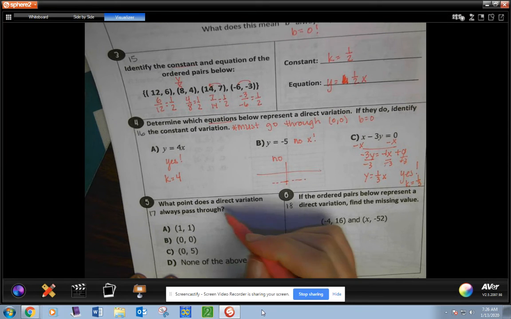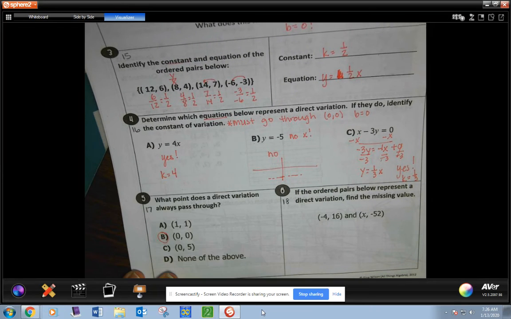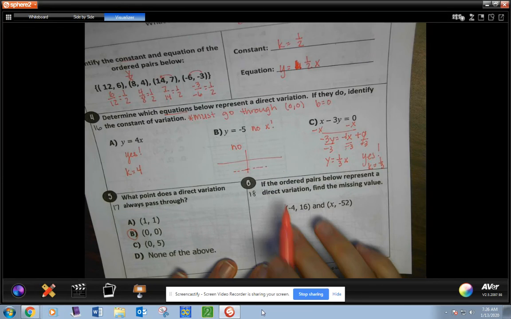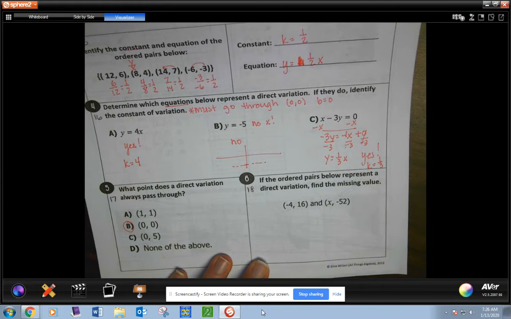Okay, what point does direct variation always have to pass through? Well, I just went over this. It always has to pass through 0, 0. And now, if you're given ordered pairs that represent direct variation, find the missing value.